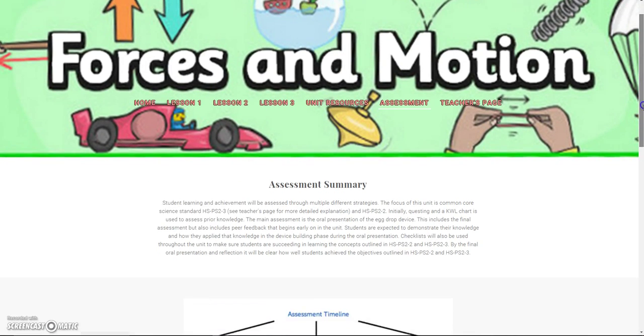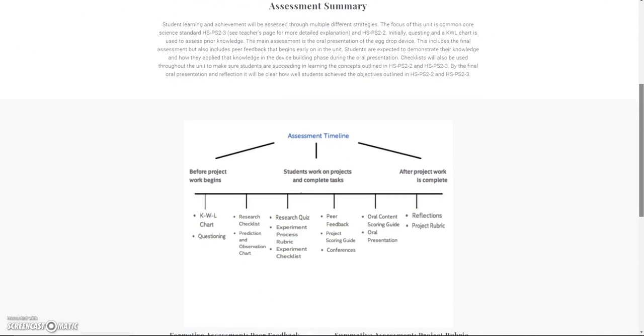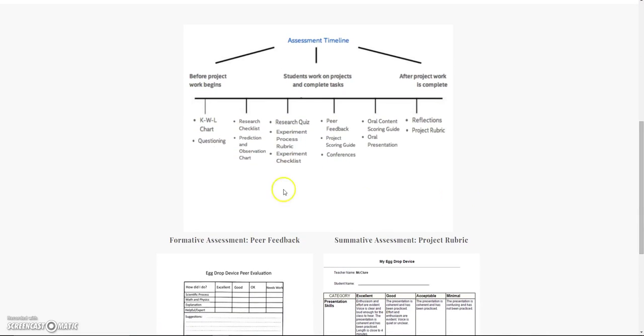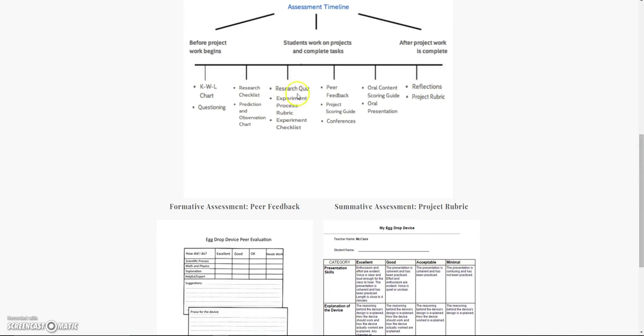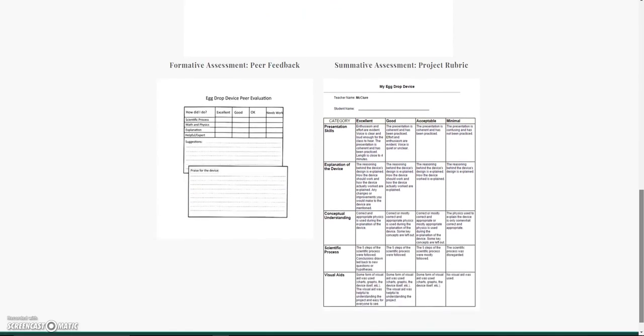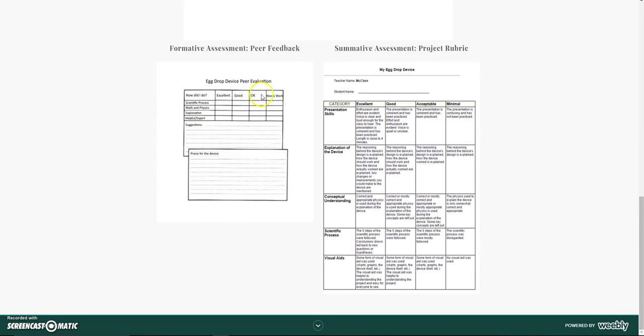And here we have the assessment for the unit. This is the assessment timeline, and it shows the timeline of how we're doing things. You can see that we start the egg drop early on, but it's not till the final that it's actually graded. And then we have the rubric, and we have a peer evaluation for the egg drop device.